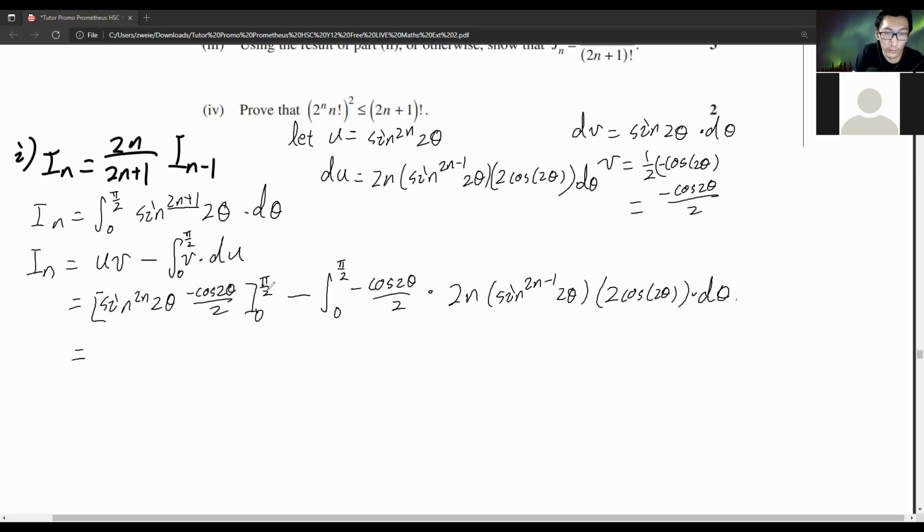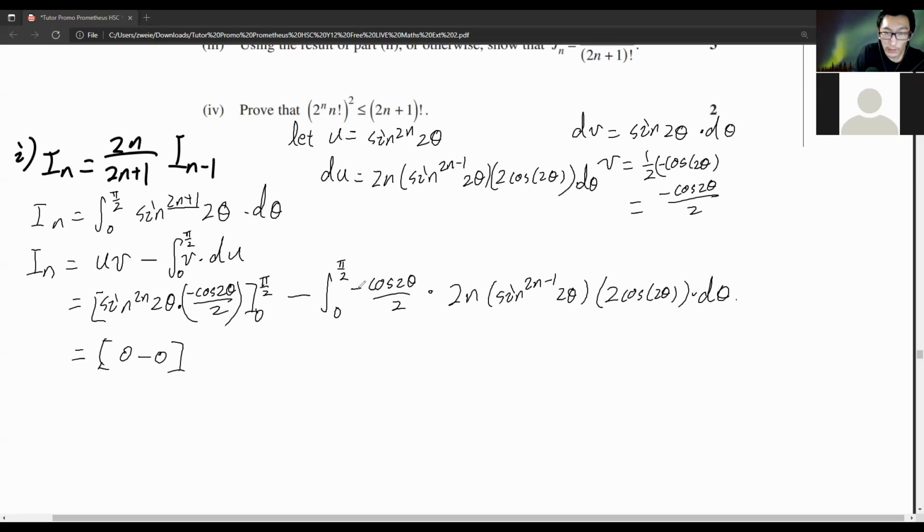For the first part, if you sub pi on 2 in, I get sine 2 times pi on 2. The 2 on the top and bottom cancel out, you get sine pi, which returns 0. And then minus sine 0. Again, 2 times 0 is still 0, so sine 0 returns 0. So you just get 0 minus 0 in your uv part.